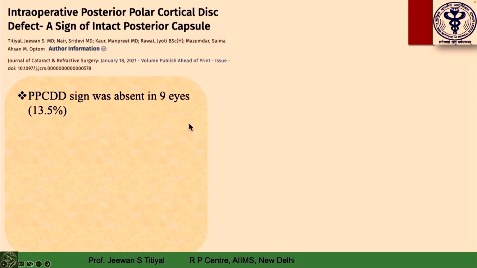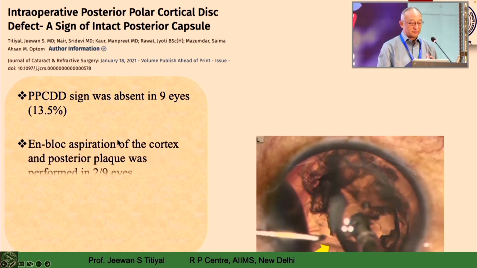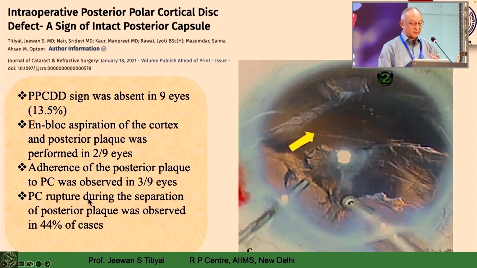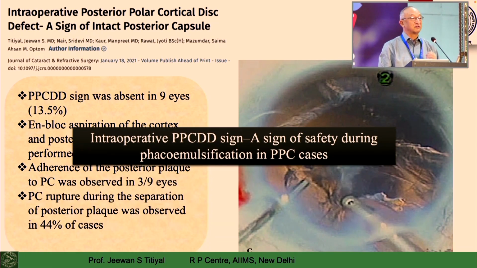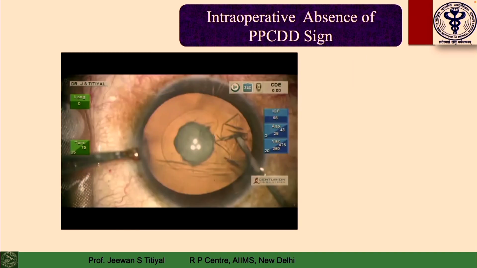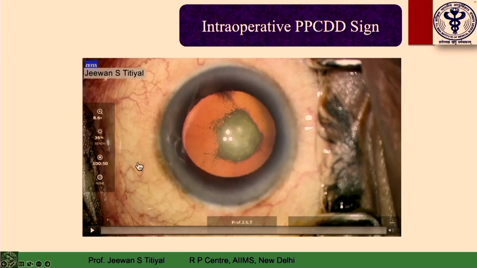So in 9 cases out of 67, we didn't see this defect. That is around 14% of the cases. And in those cases, we had almost a 40% chance of posterior capsule opening. That means if you see a disc defect during your surgery, you are sure that your posterior capsule is intact. You can complete your surgery as such. So this is one representative video which I'd like to show you.